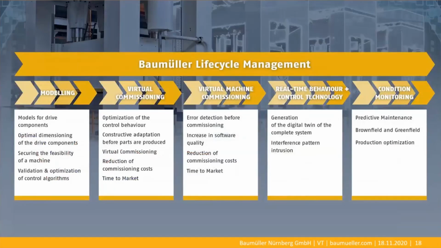In the outlook, I would like to briefly discuss the Baumüller lifecycle management for products. It consists of 5 sections. With our tool, ProSimulation, we can offer the first 2 areas. Important points here are securing the feasibility of your machine, as well as the virtual commissioning with a correspondingly shorter commissioning time and a reduction of time to market for your product.